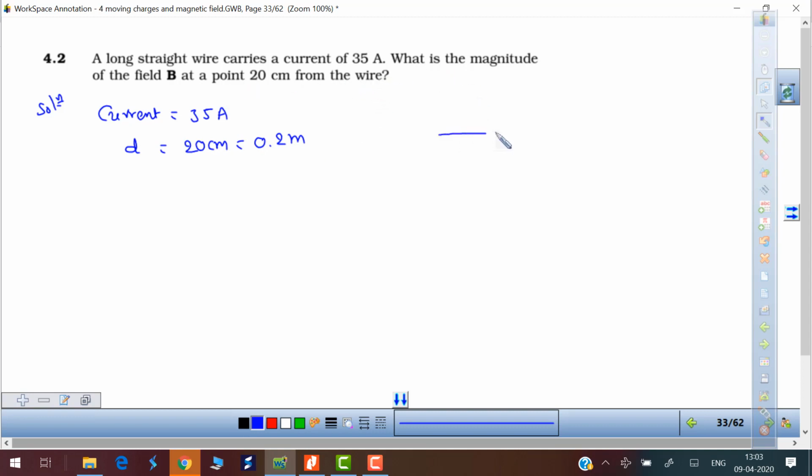So this is the wire and it is a long, so we use the formula for the long wire and magnetic field at 20 centimeter. Let us say this is the point and this is 20 centimeter. Current is here. So we have one formula. Do you remember what is the magnetic field at a distance d? So B equal to mu 0 I upon 2 pi d. If it is short one, then mu 0 I upon 4 pi r sin theta 1 plus sin theta 2.